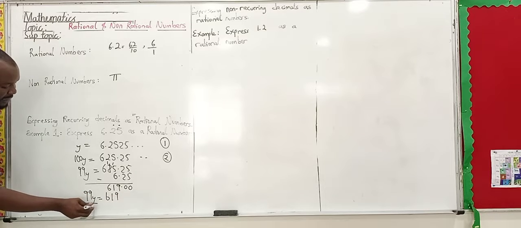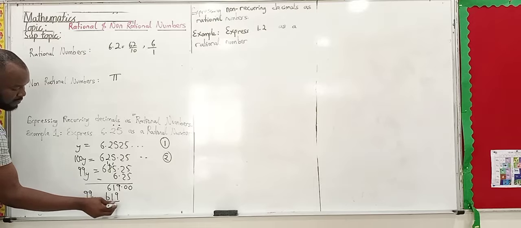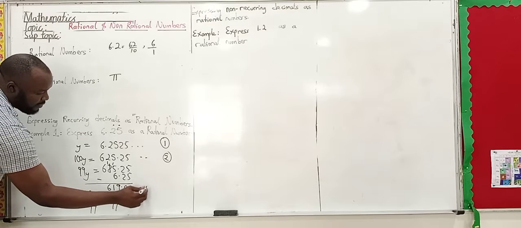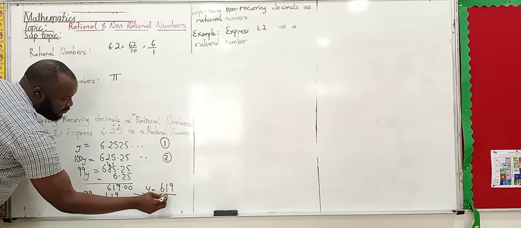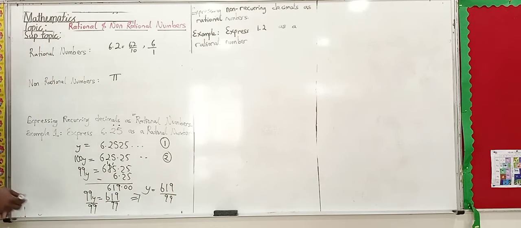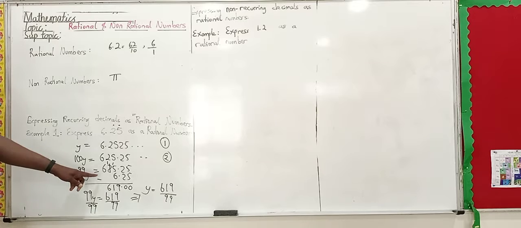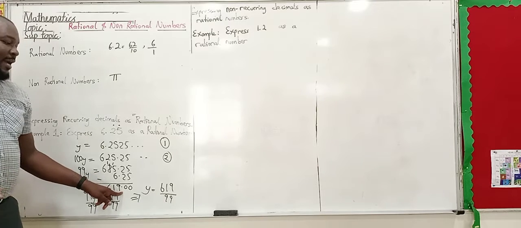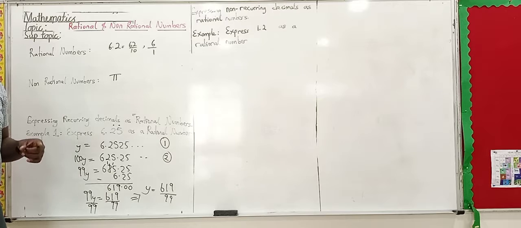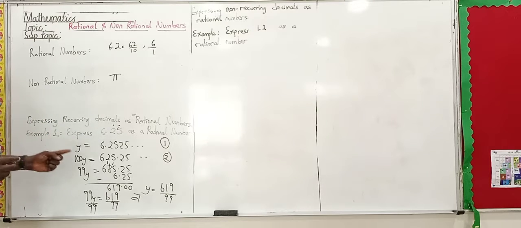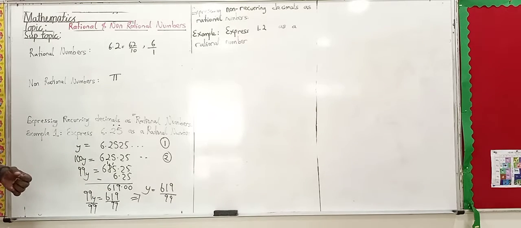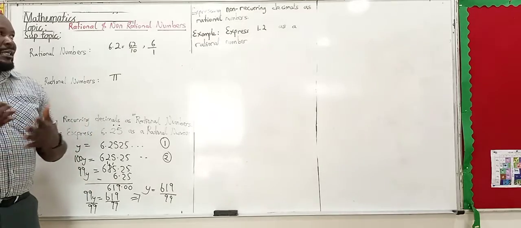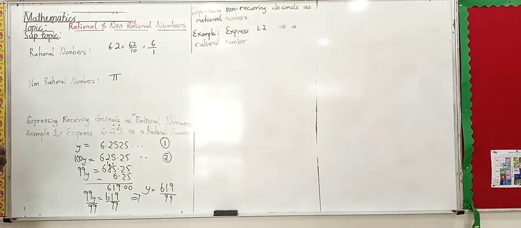Divide both sides by 99. This implies that y is equal to 619 over 99. Now, when you're done subtracting, and the answer you get is not a whole number, it becomes a big problem. You know that you have made a mistake from the beginning. So this subtraction helps us to arrive at a whole number. Then you make y the subject of the formula.